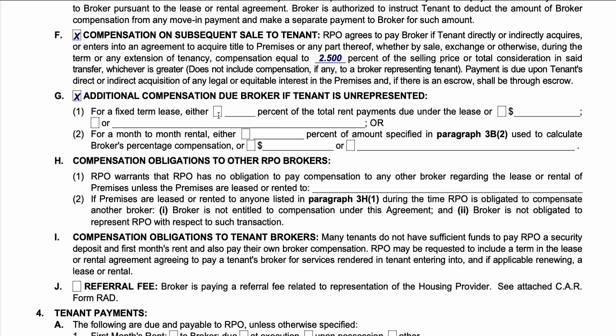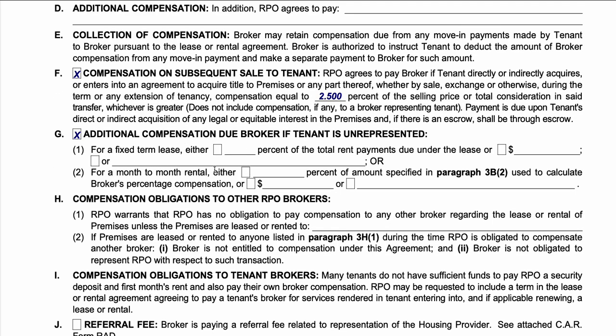Why? Because this is for unrepresented tenants. And if you add yourself as a dual agent, then now you have a represented tenant. So this doesn't apply to you. This only applies if the tenant is unrepresented and you want to add on a bonus for yourself to hold their hand because they're going to be more work.